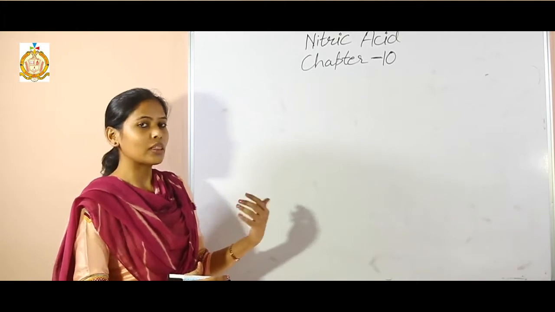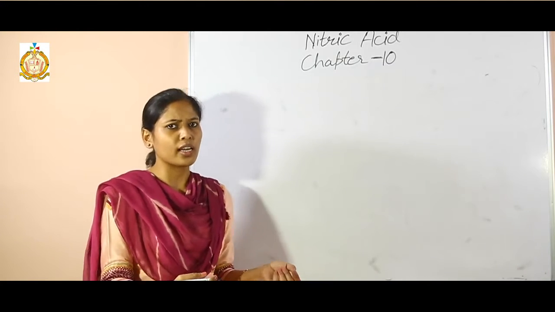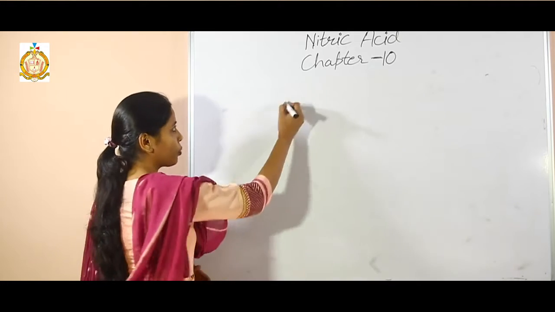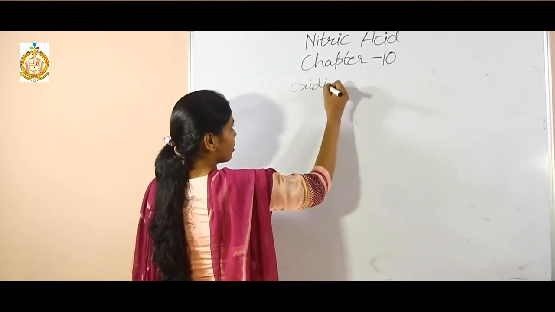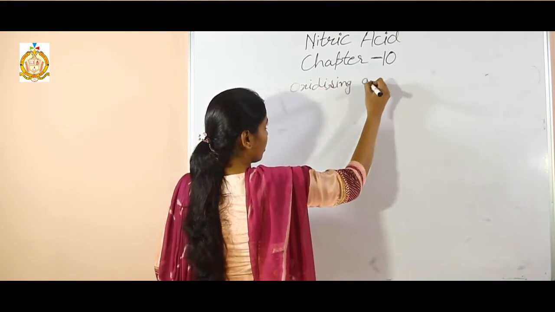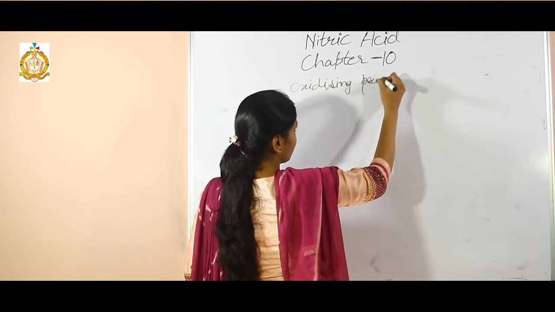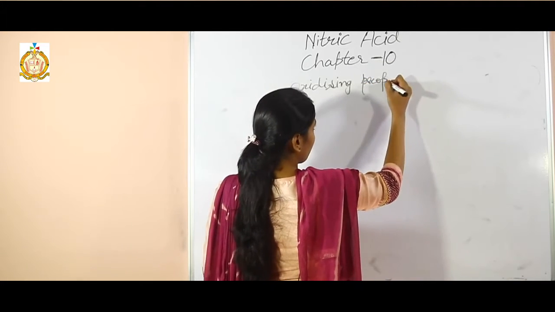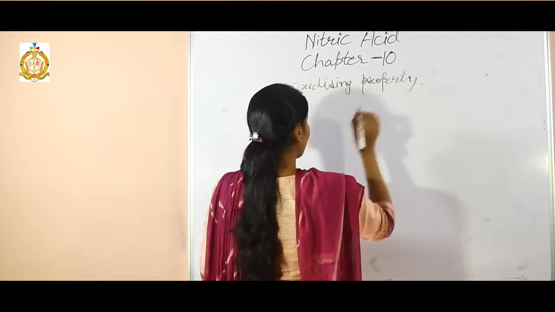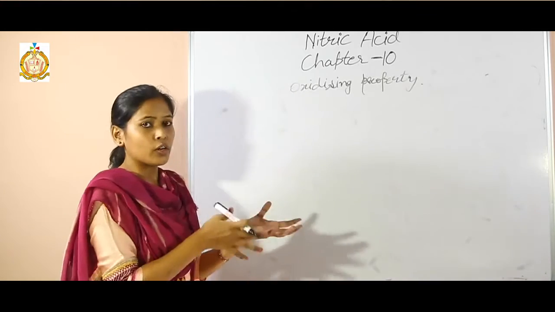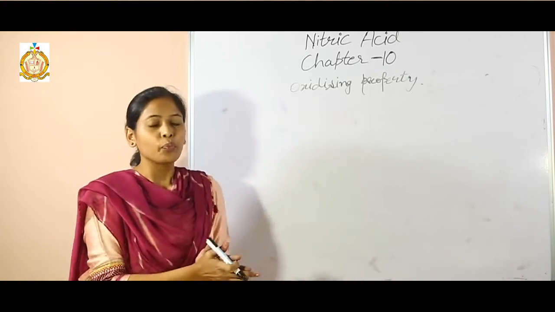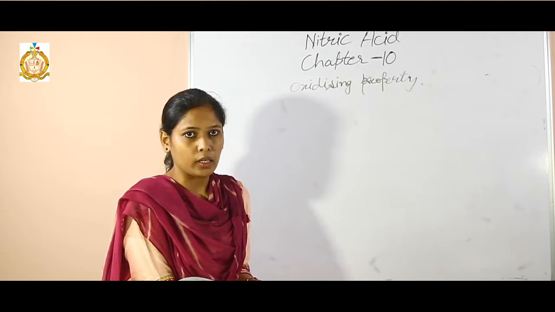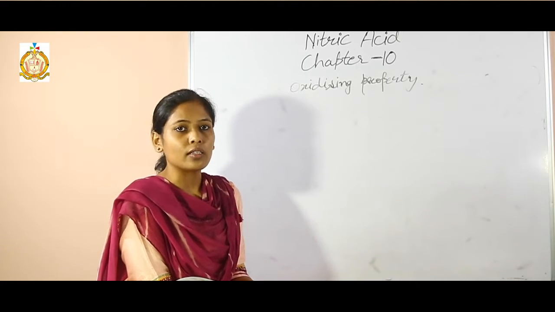So we'll continue the last property, that was the oxidizing agent, the most important property. Why do we recall that property again? Why is it an oxidizing property? Because it gives nascent oxygen.